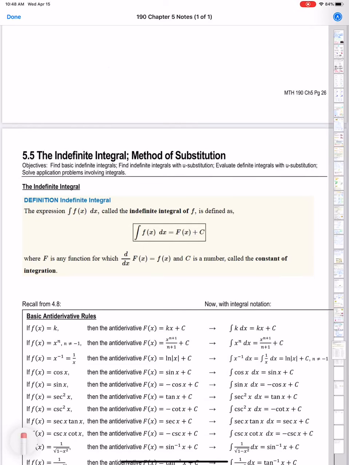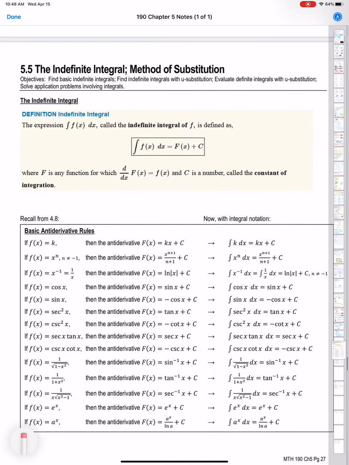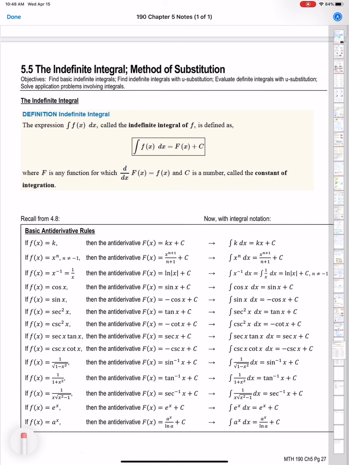So we're going to start section 5.5 with looking at some new notation and defining something called the indefinite integral. If you remember, our definite integral that we've spent a lot of sections developing and working with was the idea of the limit of the sum. We were able to take the limit of those Riemann sums, and we were able to prove with the fundamental theorem of calculus that it can actually be evaluated exactly with the antiderivative.